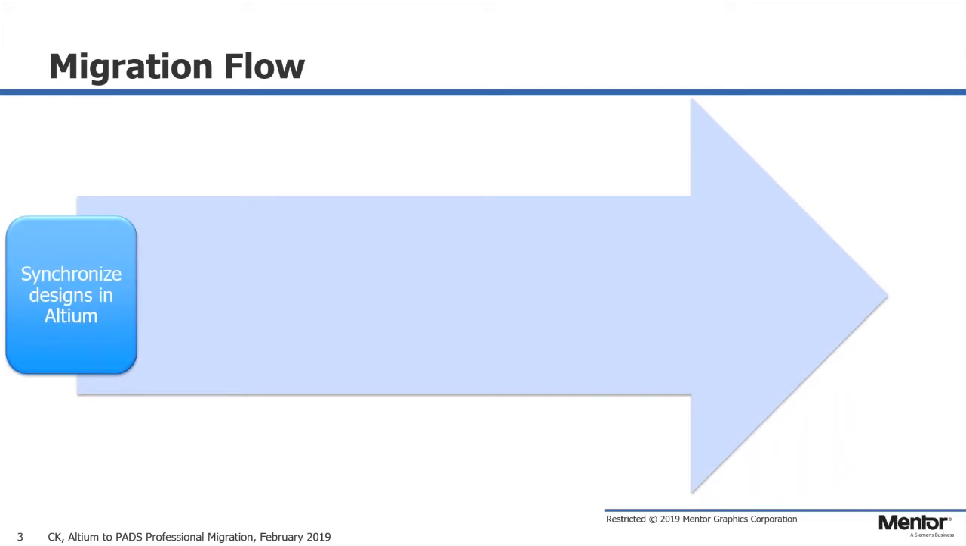The first step we're going to want to do is synchronize the designs in Altium. This is very important because we want to make sure that the schematic and layout integrity is saved throughout the translation process. If your schematic and layout are not in sync in Altium, we're still able to bring it over to PADS Professional, but we're going to run into a lot more errors and headaches down the road trying to figure out if we want schematic values or layout values in our final design. So it's much better if you're able to synchronize the designs in Altium and make sure that everything is in sync before we move forward.